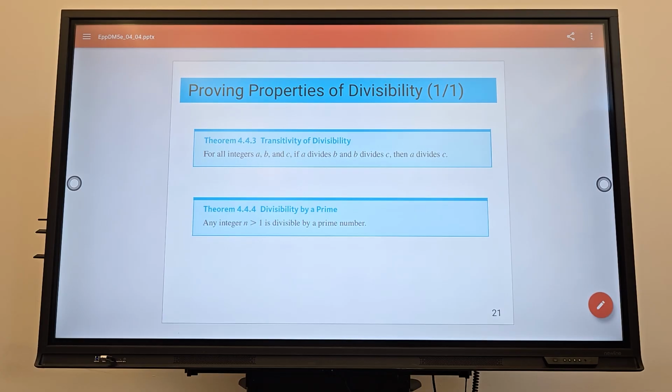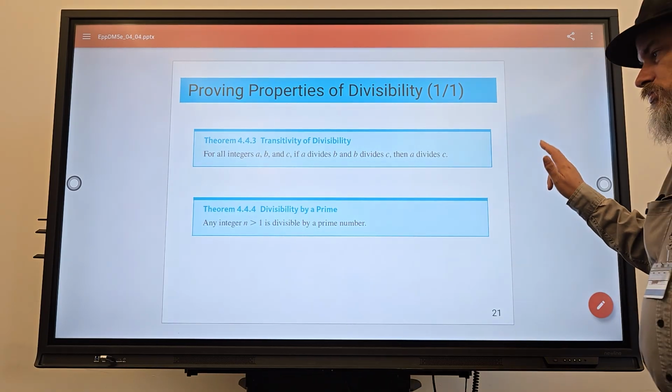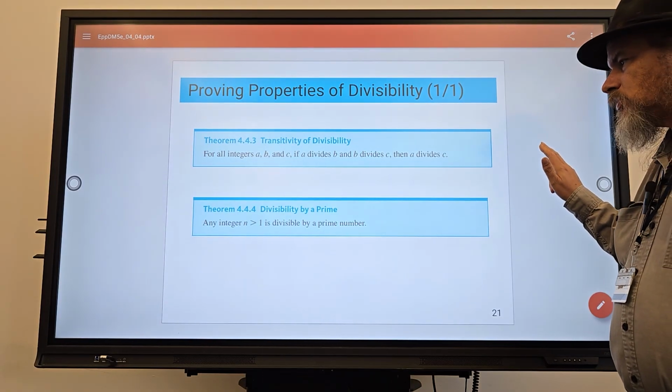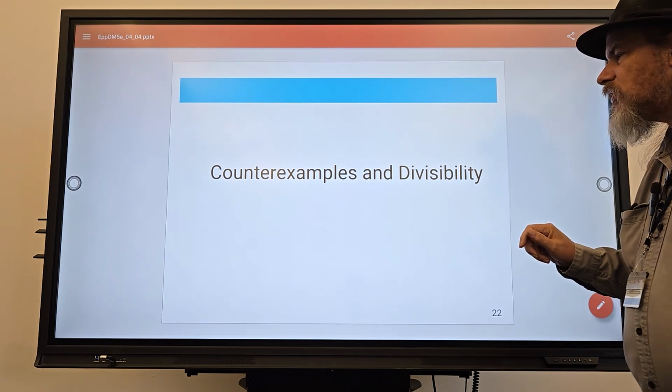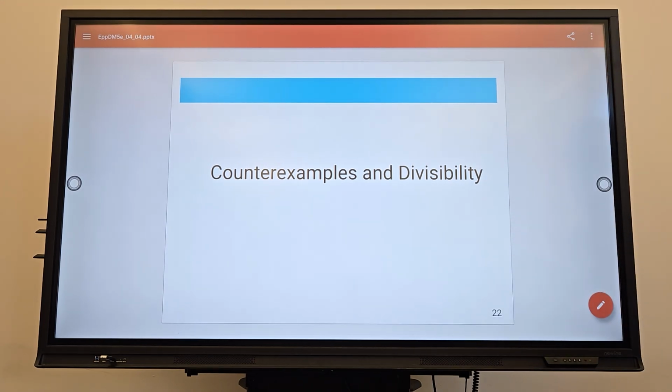Divisibility by a prime. Any integer n greater than 1 is divisible by a prime number. Any integer, whether it's itself or some other value.